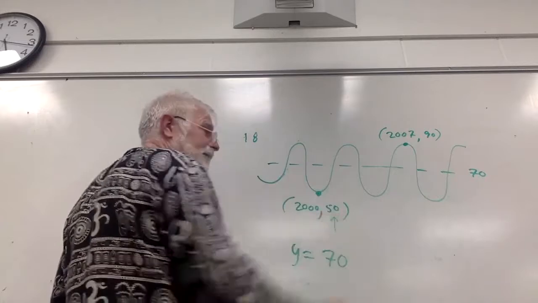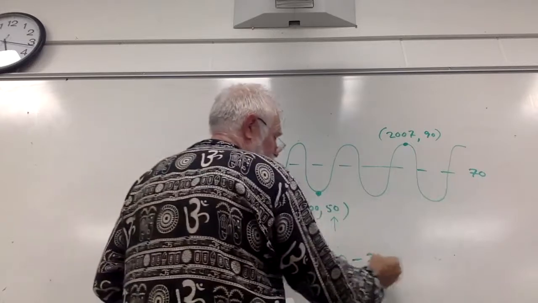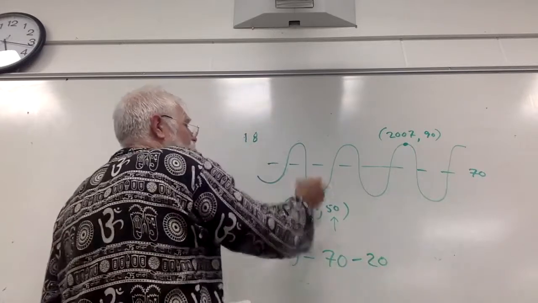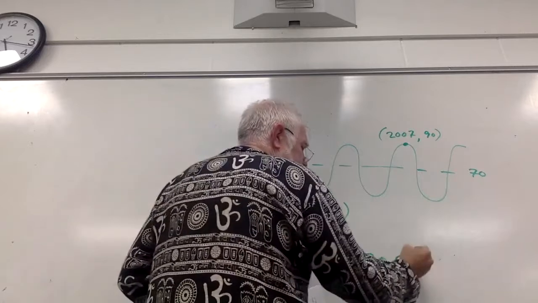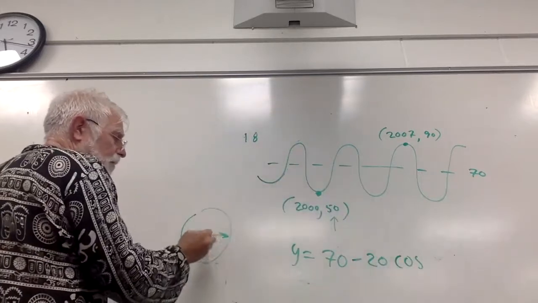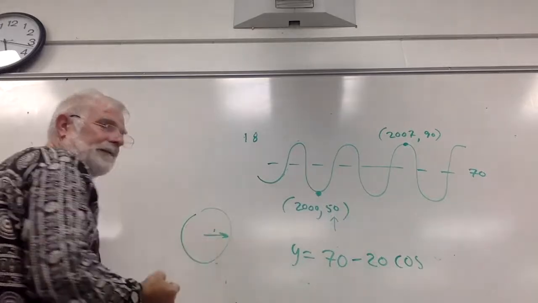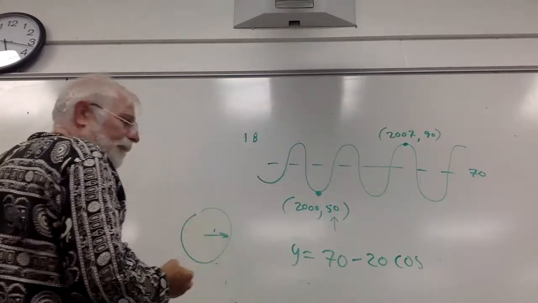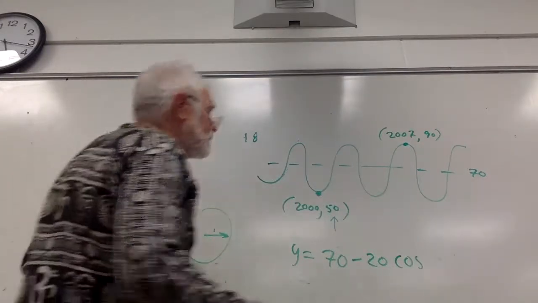I'm going to 50, going down 20. When we're working with maximums or minimums, it's nice to work with the cosine function because what's the cosine of 0? 1, it's the width, that's a max. If I did the minus, it would be a min. That's a min.